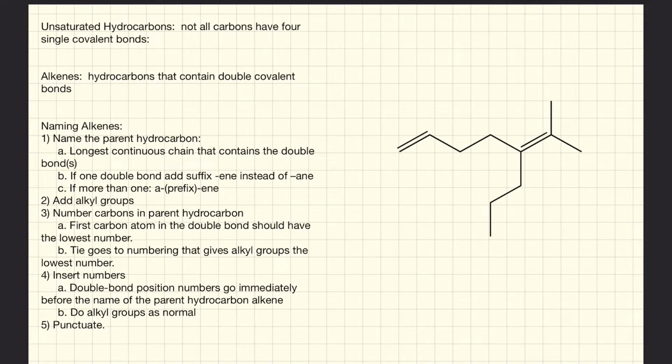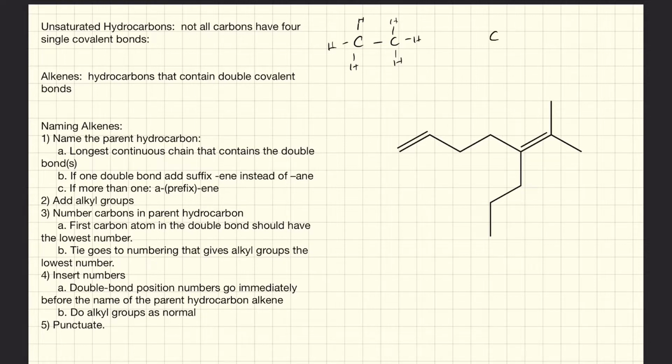Going to continue our naming journey today. And the first thing that we're going to talk about is unsaturated hydrocarbons. So not all carbons have four single bonds. So if I look at ethane, each of the carbons has four single bonds to it, okay?